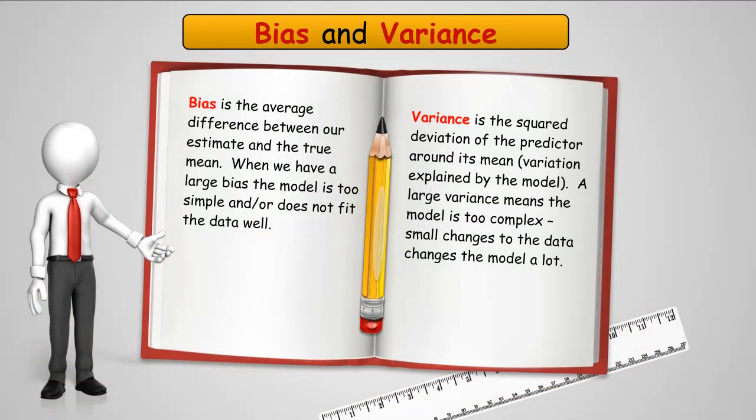Two more terms you're going to hear in the development of models are bias and variance. Bias is the average difference between our estimate and the true mean. And when we have a large bias, the model is too simple and it does not fit the data very well. Variance, on the other hand, is the squared deviation of the predictor around its mean. A large variance means that the model is too complex. Small changes to the data change the model a lot. Neither of these are going to be good conditions.